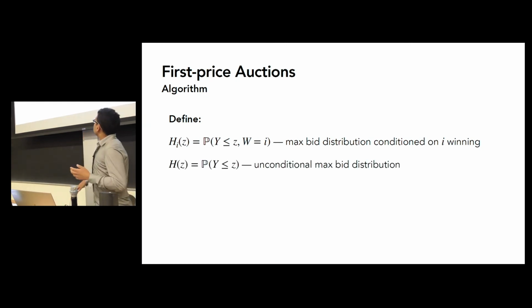The other distribution is just H of Z. And this is just the CDF of the winning bid. So it's the probability that the winning bid is less than Z. And using just these two things, we'll show that you can write down a closed form for the bid distribution of every agent just in terms of these functions.